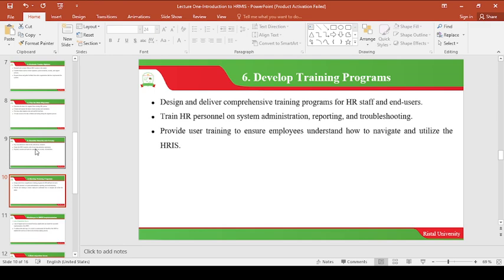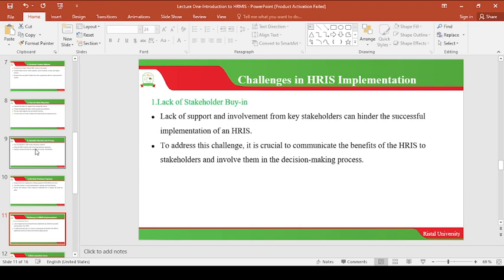You can be having their data online on the system, but will they be able to use or access it? They will not if training is not given to them. So it's very important that you give them training so that they will be able to access the information they want. Now let us look at some of the challenges in human resource management implementation.